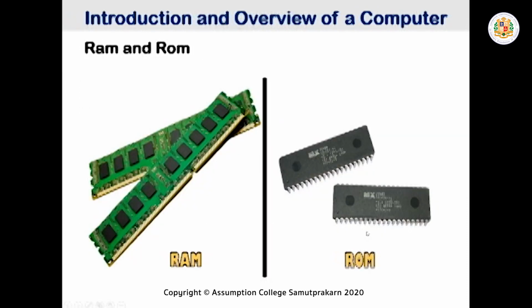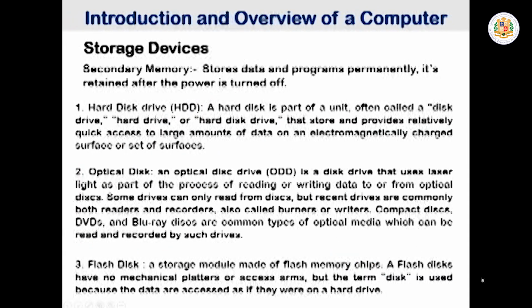So this is how a RAM and a ROM look like. First we have the RAM, second we have the ROM. Next, let's go to the secondary memory. It stores data and programs permanently. It is retained after the power is turned off. So all the data and information stored in the secondary memory will never be removed unless you remove it yourself.